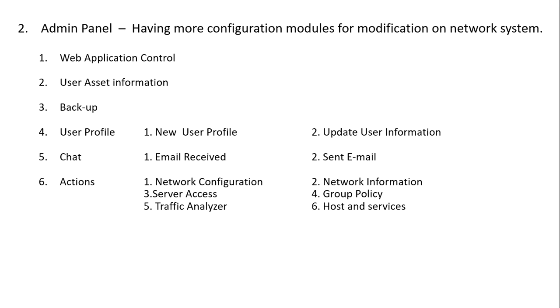Group policies: if there are 7 members or 10 to 15 members who want to access particular things, then by the admin panel he will make those policies using their employee IDs and node IDs. Traffic analyzer: checks all the packets inbound and outbound from network to network. Host and services: list of all the hosts and services with IP addresses.